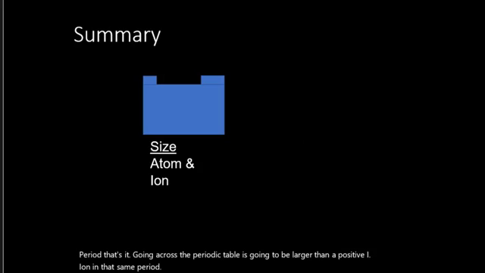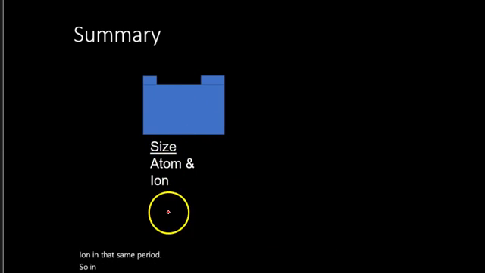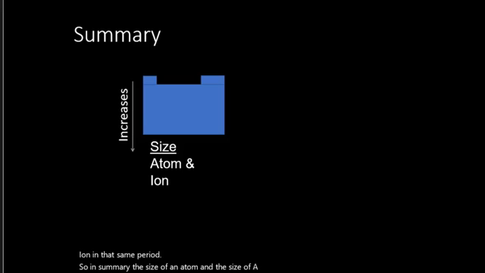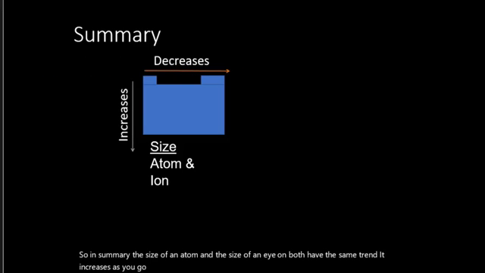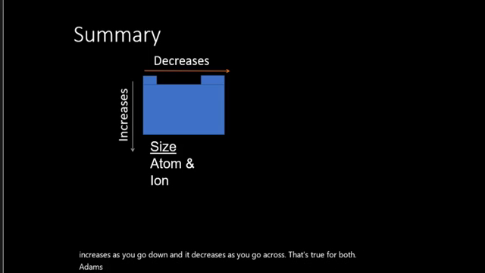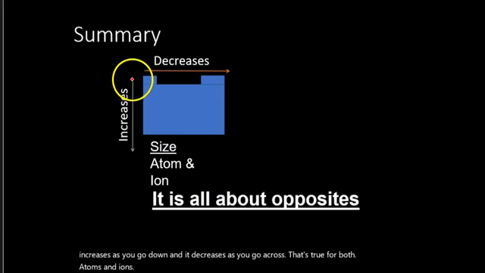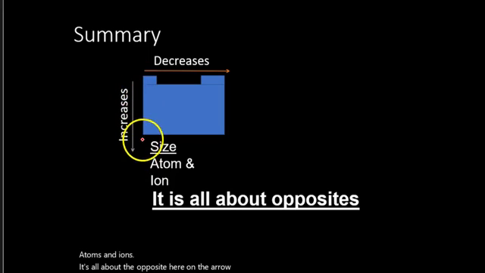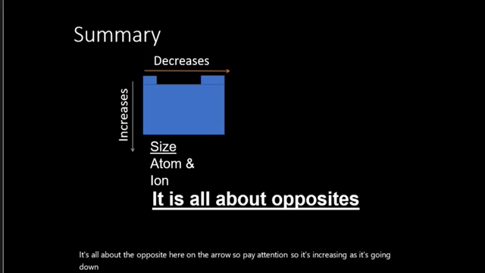So, in summary, the size of an atom and the size of an ion both have the same trend. It increases as you go down, and it decreases as you go across. That's true for both atoms and ions. It's all about the opposites here on the arrow, so pay attention. It's increasing as it's going down, it's decreasing as it's going to the right.